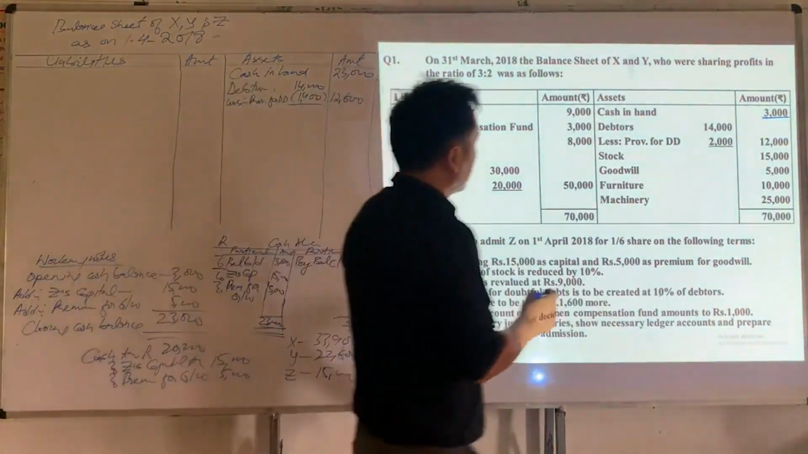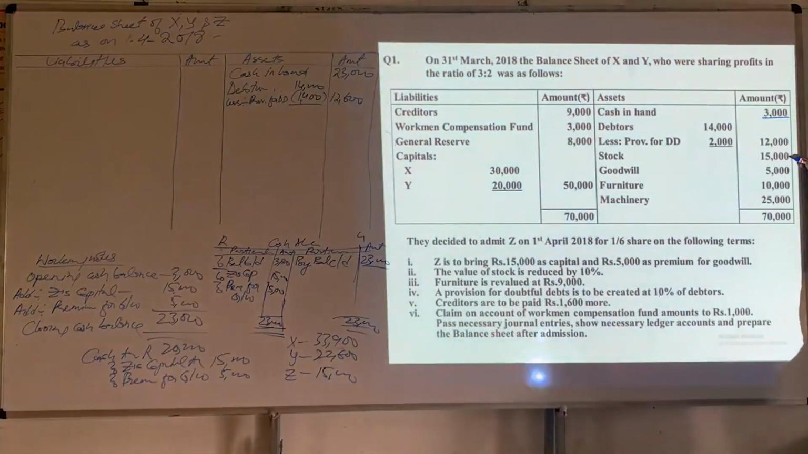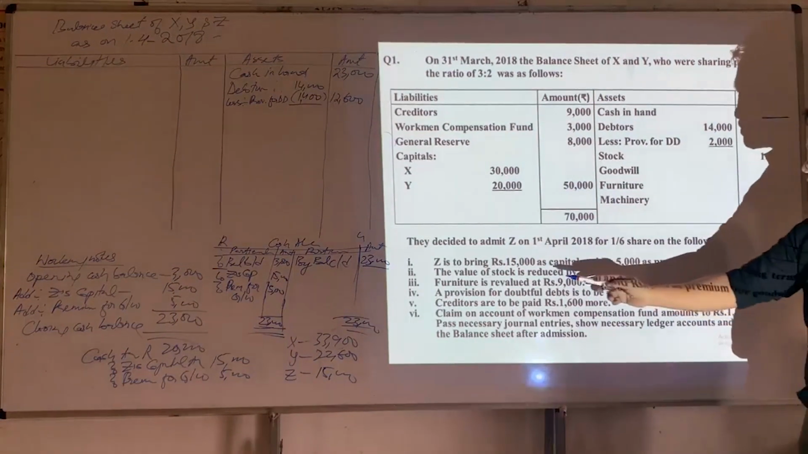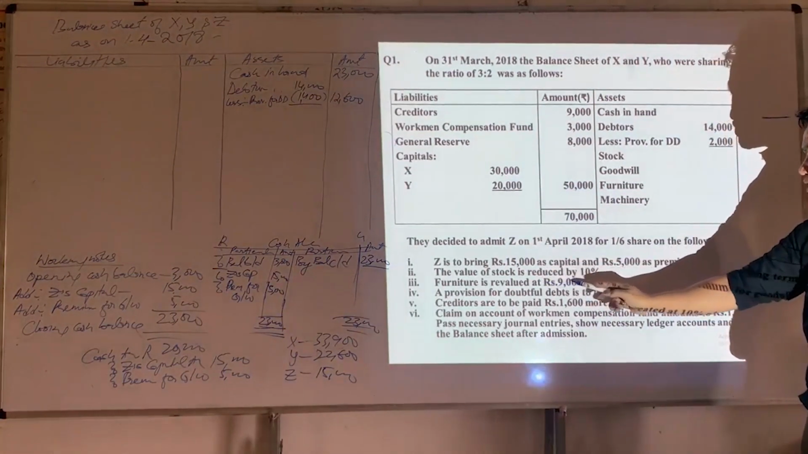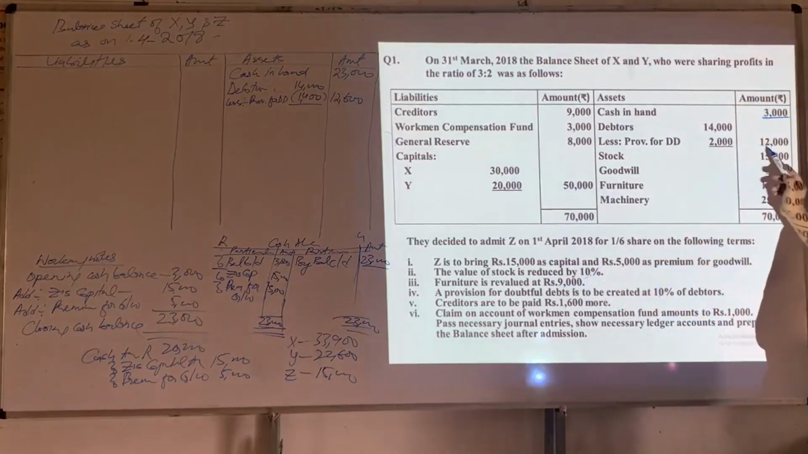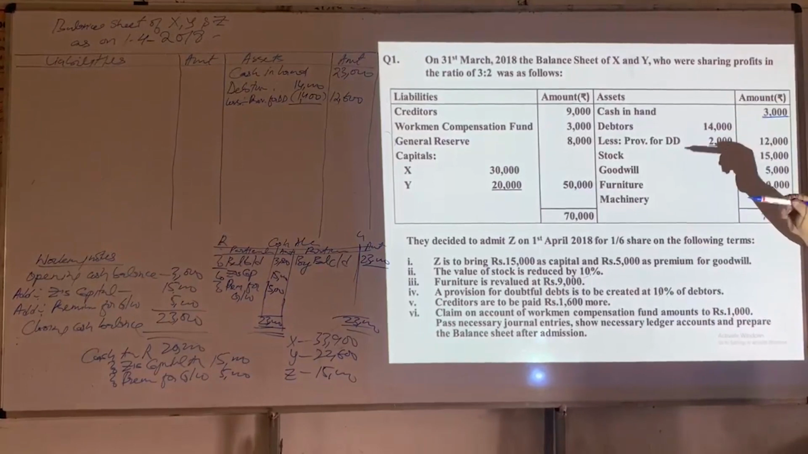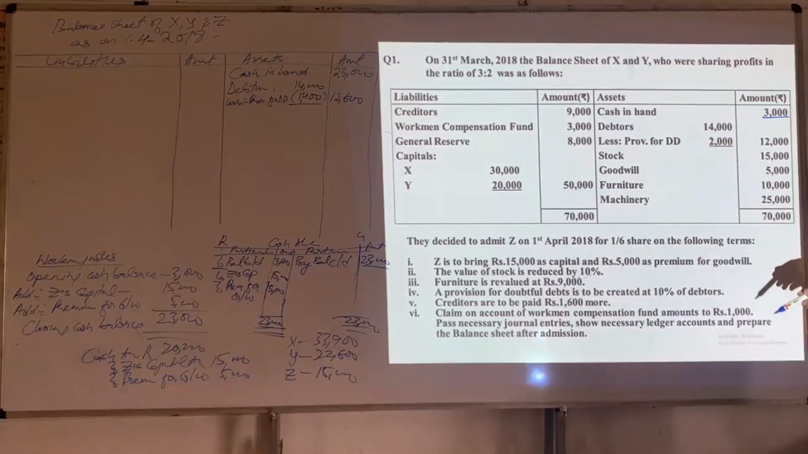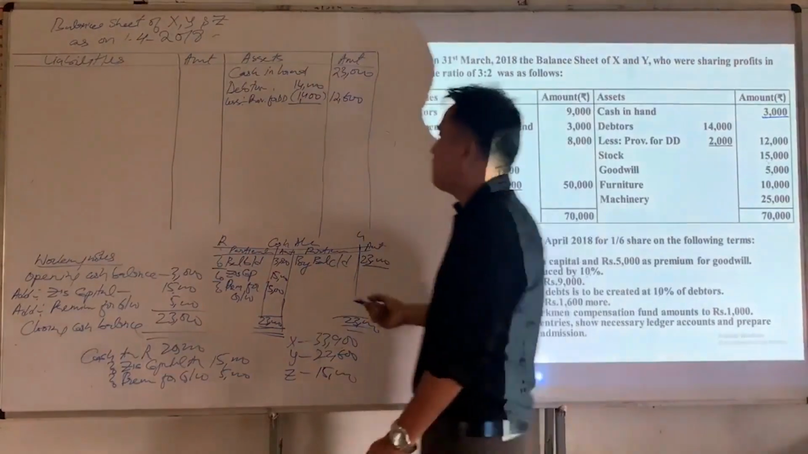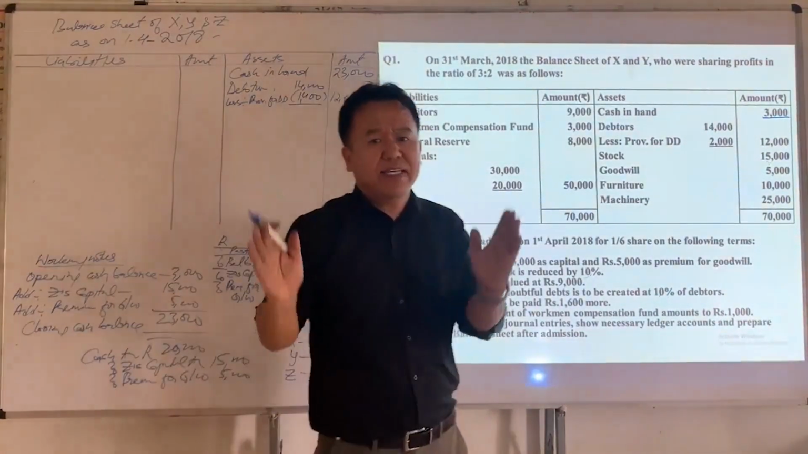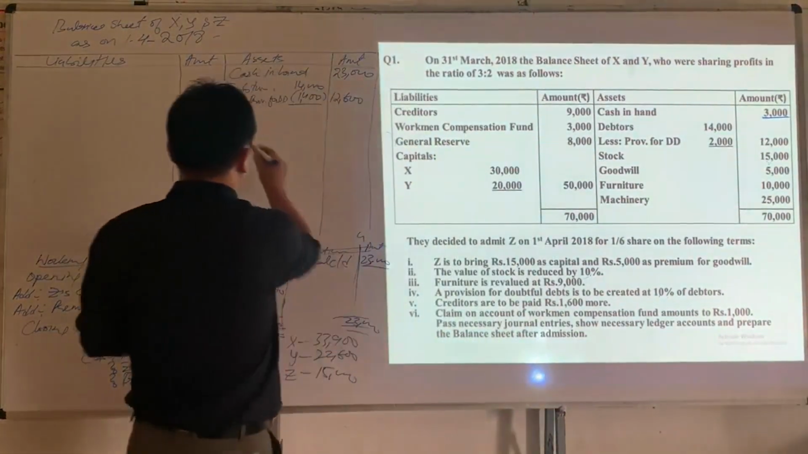Okay, now look at stock. Here the book value of stock is 15,000, whereas in the adjustment the value of stock is reduced by 10%. What is 10% of 15,000? 1,500. Since the value of stock is decreased by 1,500, 1,500 should be deducted from the book value, which is 15,000. If we deduct 1,500 from 15,000, how much do we get? We get 13,500. So 13,500 is the current value of stock.